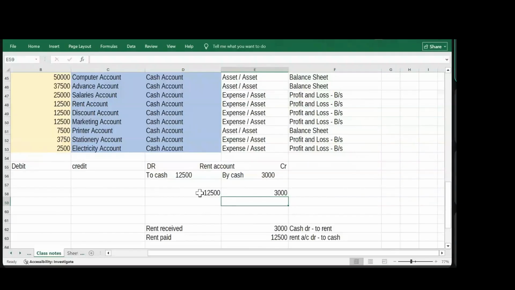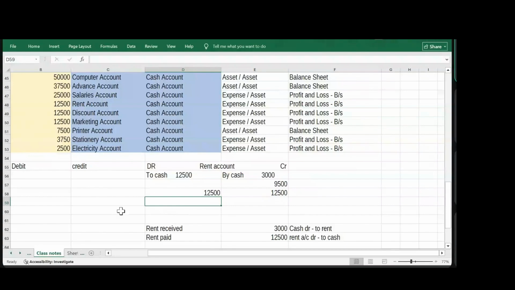Here, which side is more? Debit side is more or credit side is more? Debit side is more. So we'll say balance, and then what is the balance? 12,500 minus 3,000. We'll put here as 9,500. The balance. Now these two tally, and then again this balance will go into the next month, until the end of the year only.